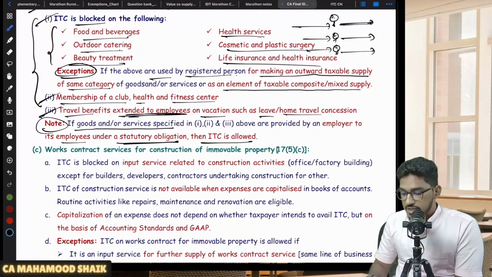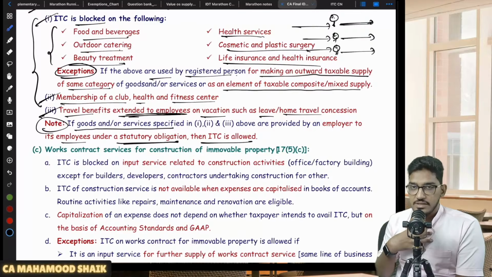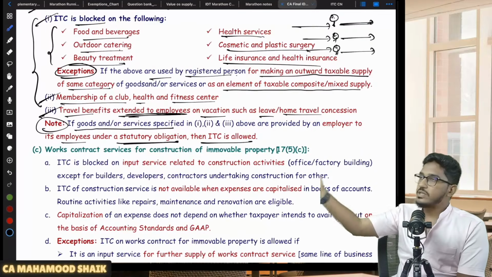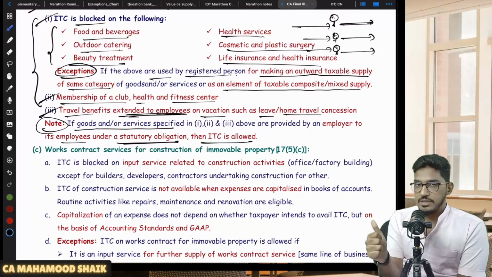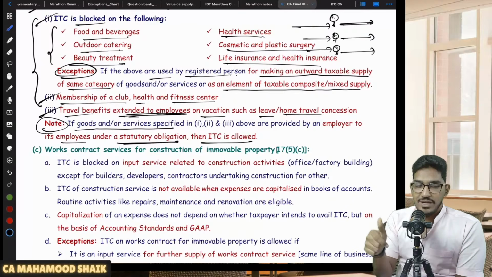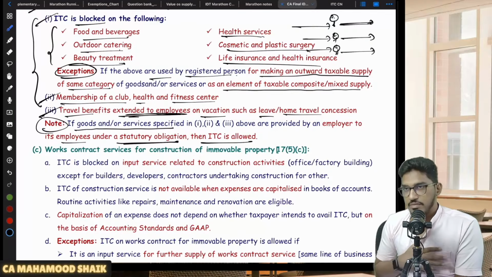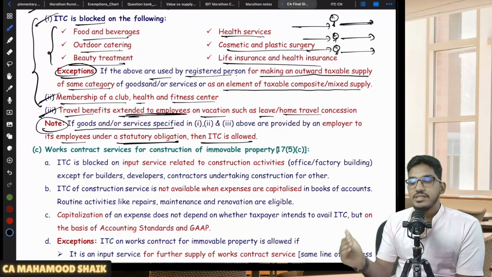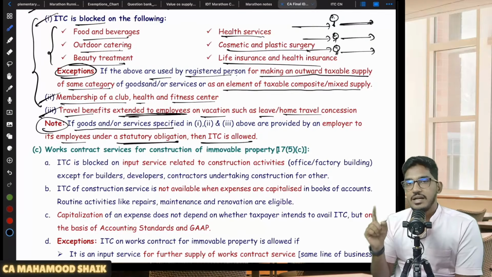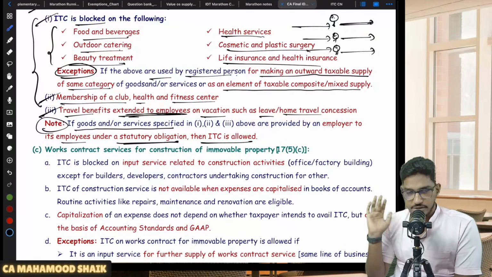In case these services 1, 2 and 3 are received by a recipient who is an employer to provide the same to his employees under some statutory obligation, there must be a statutory obligation to provide these things to the employees. In that case, if the employer is receiving it to provide the same to his employees under some statutory obligation, then that recipient can avail the input tax credit.